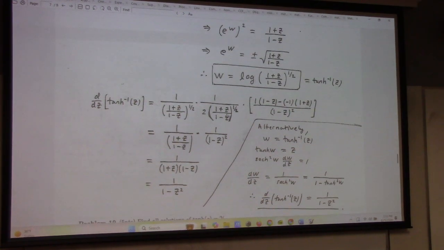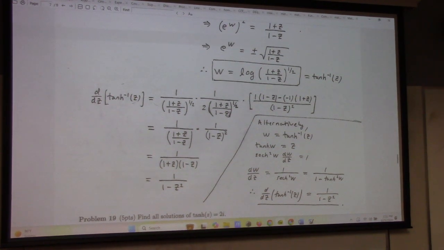So I just checked my answer here. The other way to do it would be calculus 1 style, because you can work out that the derivative of the inverse function has to satisfy this rule, 1/(1 minus z squared), and so, yeah.